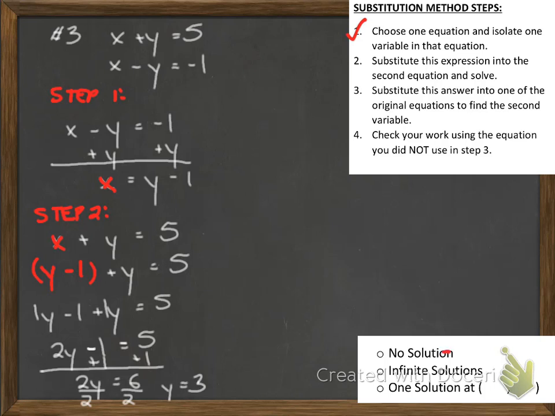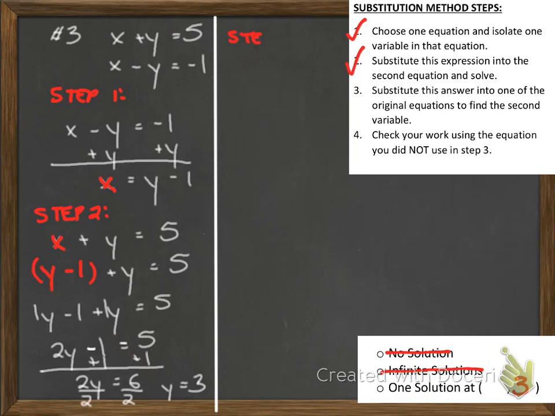So again, it looks like we have one solution, and so far our y is going to be equal to 3. So again, remember, we've only done steps 1 and 2. We still have to do step 3 and step 4. So I'm going to draw a line here just to give myself more room.